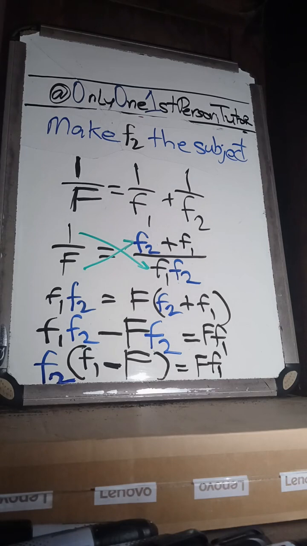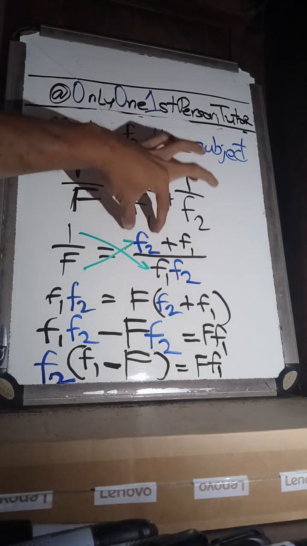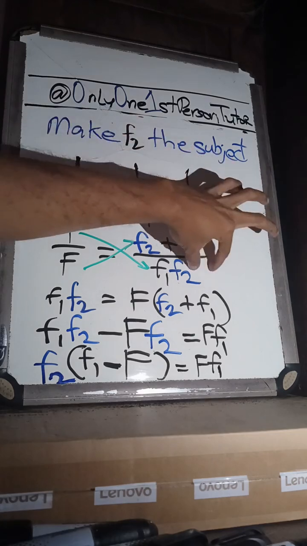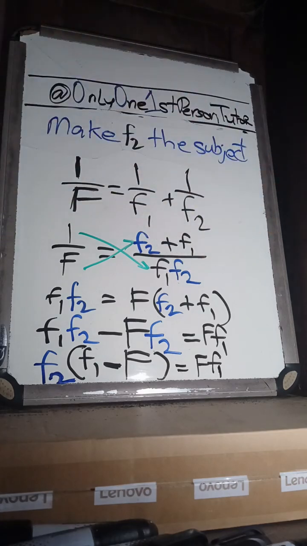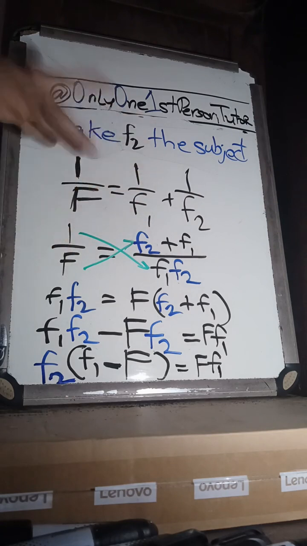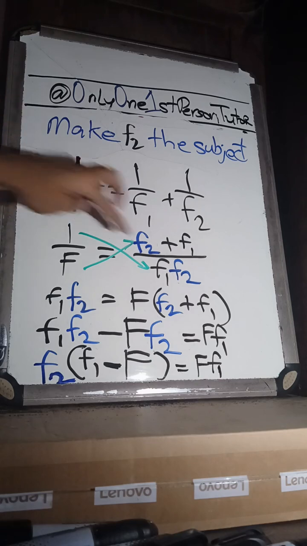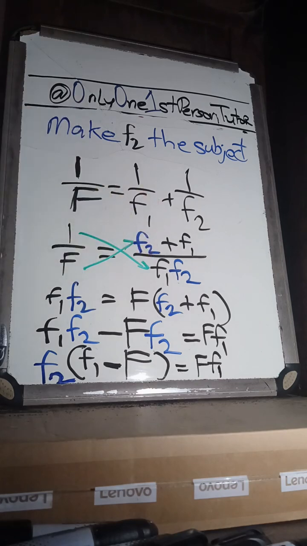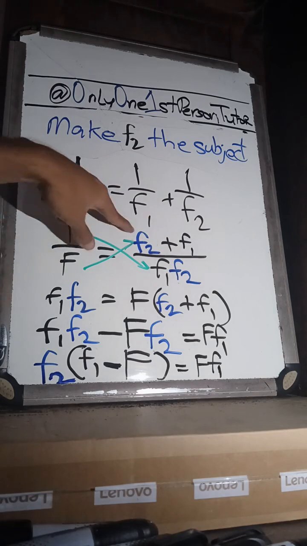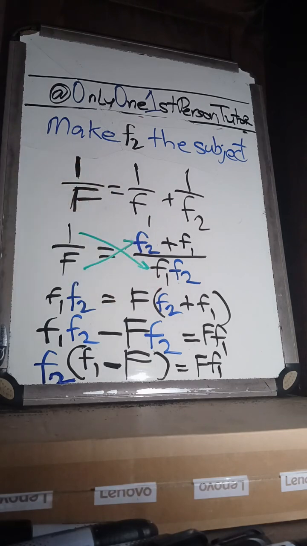Here's why it was tricky. There was an F2 up here and an F2 down here. And we had to find a way to get them on the same side. So we cross multiply to see if we can figure that out. So the 1 times this gave us this over here. This times this gave us that right here.